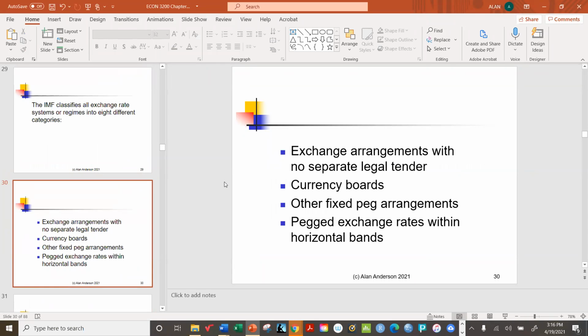So we're going to look at not every single one of these separately, but we'll try to cover many of them as we go along. And the first one is called exchange rate arrangements with no separate legal tender. So we'll see what that one means in a few minutes. Currency boards, other fixed peg exchange arrangements. And of course, pegged arrangements simply means that they can be adjusted periodically. We can have pegged exchange rates within horizontal bands, which puts limits on how much they can move.